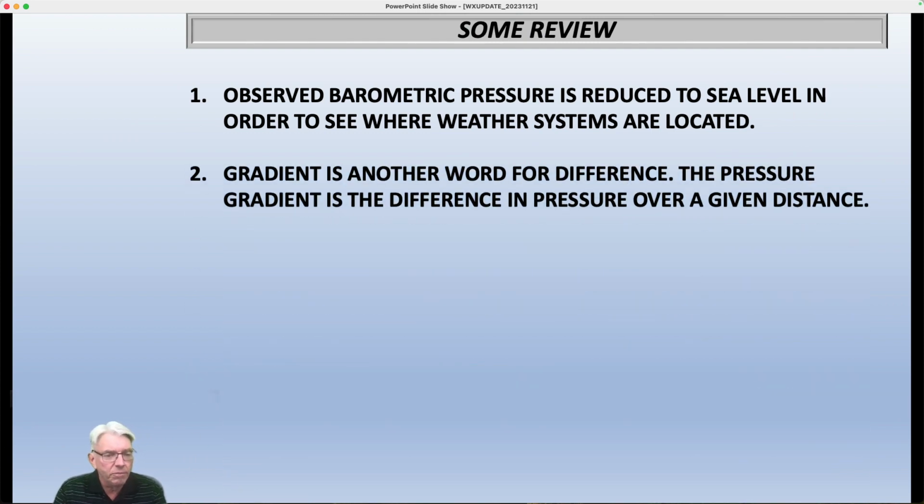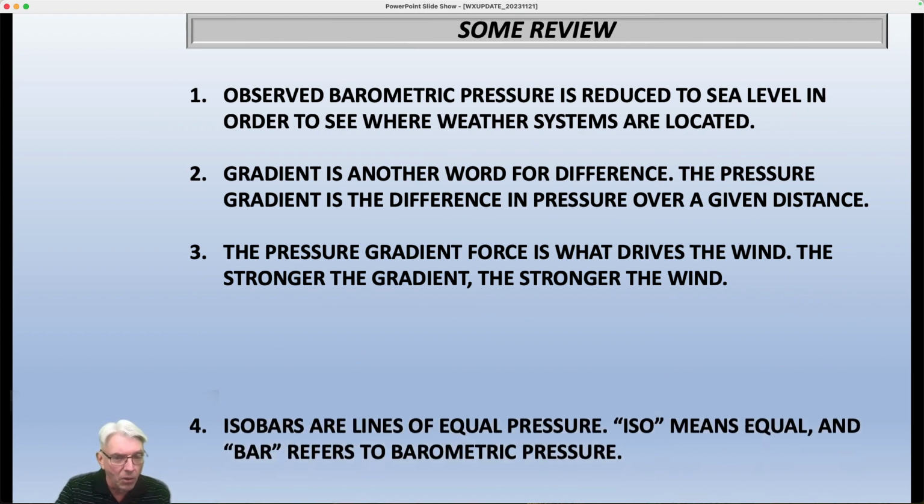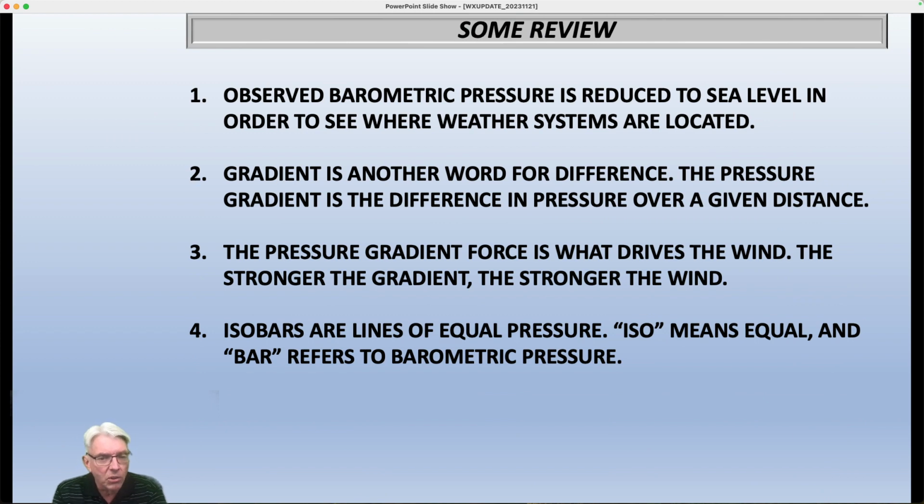Now, gradient is a scientific term, another word for difference. So the pressure gradient is the difference in pressure over a given distance, okay? So it's just a scientific term that means difference. The pressure gradient force is what drives the wind. The stronger the gradient, or the bigger the difference in pressure over a given distance, the stronger the wind is going to blow.